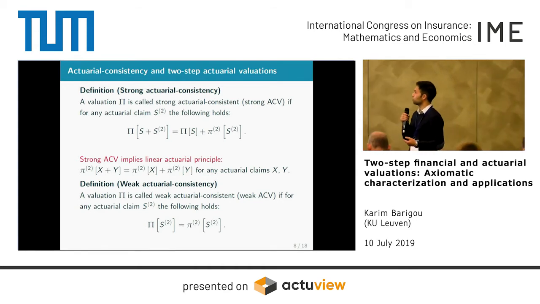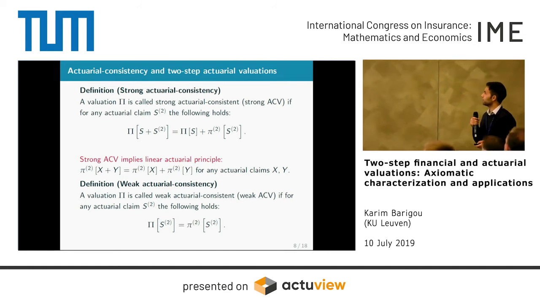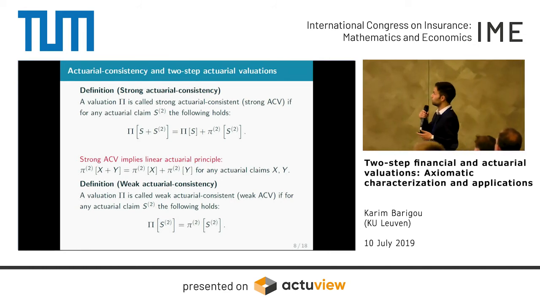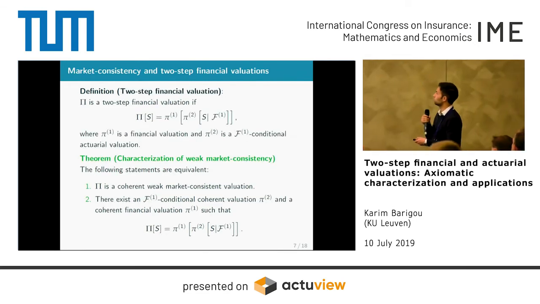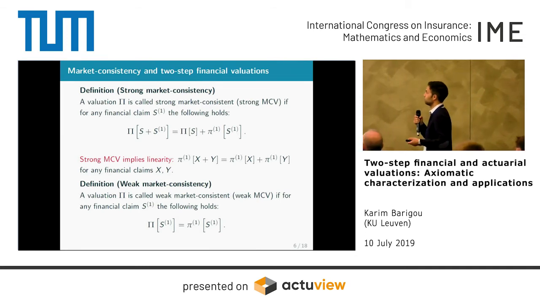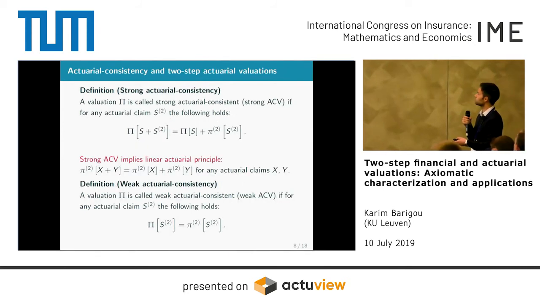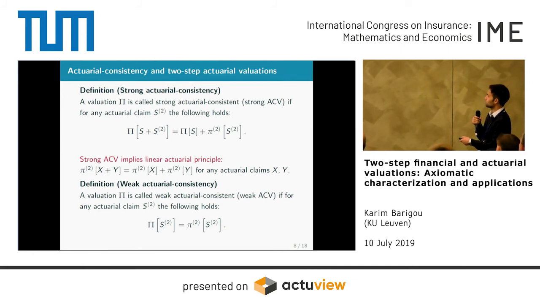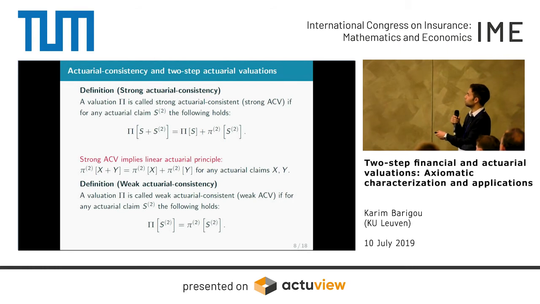And now we also wanted to propose something quite new, which is this notion of actuarial consistency. Market consistency is about financial claims, but we could also propose a similar definition for actuarial claims. Then we would define strong actuarial consistency like this: if you value a claim S plus an actuarial claim S2, you should obtain the value of pi S plus an actuarial principle on S2.